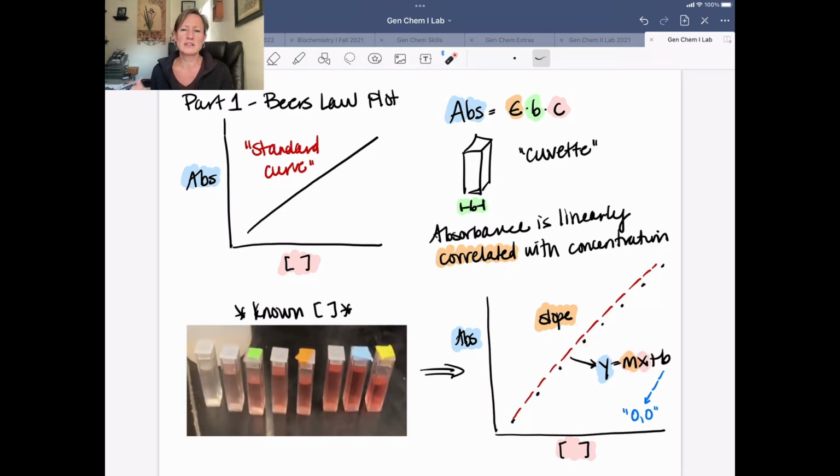Now maybe you know that the equation for a straight line is y equals mx plus b, but we're going to have that when there's no color in our solution, the absorbance is going to be 0. We're going to set up our instrument so it knows that. So this b value, this y-intercept value, is actually going to be 0, so we pretty much can ignore it. So on the next few slides, you're going to see the equation is y equals mx.